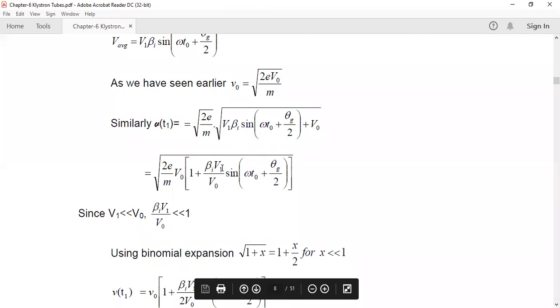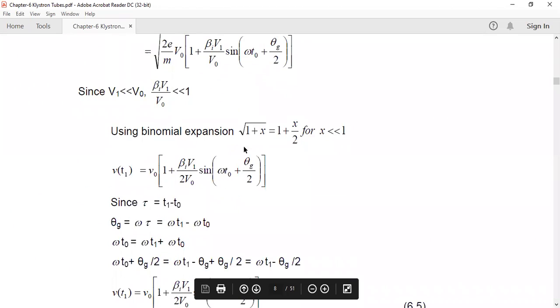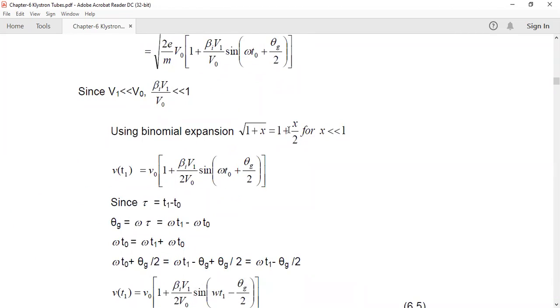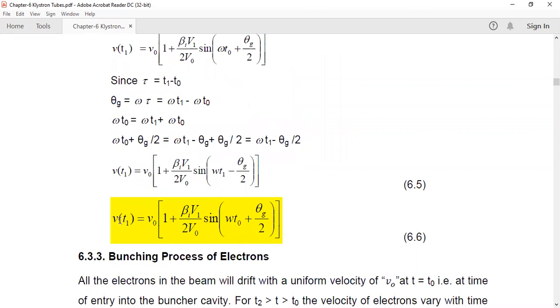Now this is very small, that we can say. So now this is root of 1 plus x, and root of 1 plus x is approximately 1 plus x by 2. So now this is the simplification. Finally, this is the equation for the velocity modulation.